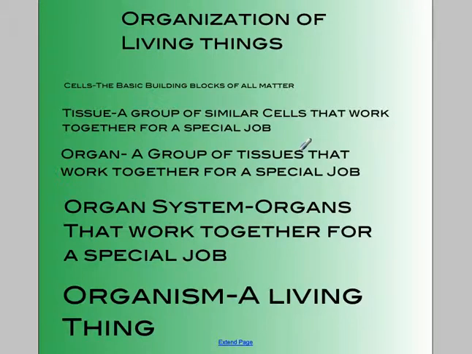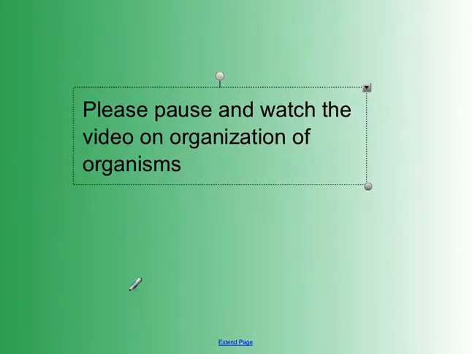Finally, when you put this all together, you get a full organism, a living thing: a tree, a plant, an animal, a person. Smallest to largest, we have cells that form tissues, tissues that come together to form organs, organs that combine to form organ systems, and organ systems that help make up an organism. Please pause and watch the Organization of Organisms video. After you have done so and completed the notes, you have finished this section of our notes.